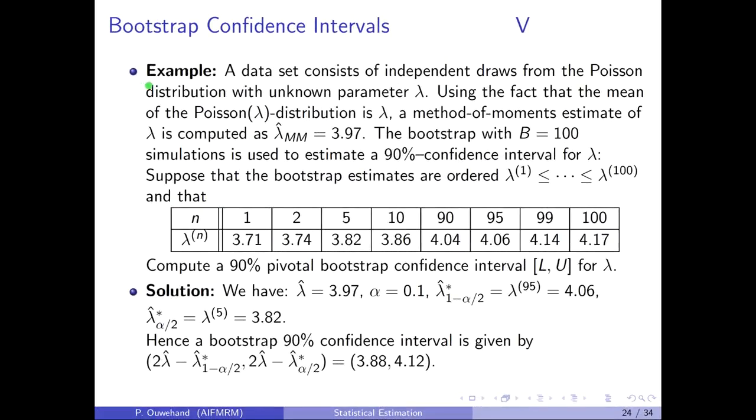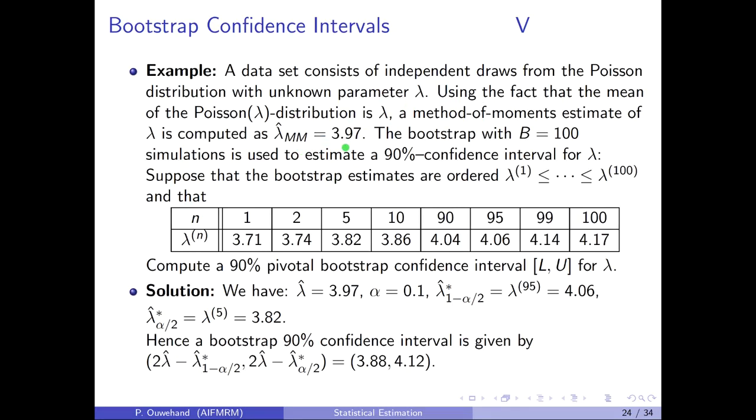So let's consider an example. Suppose that a dataset consists of independent draws from the Poisson distribution with an unknown parameter lambda, and it's this parameter lambda that we want to estimate. Using the fact that the mean of the Poisson lambda distribution is lambda, a method of moments estimate of lambda is computed as follows. Lambda hat is 3.97.